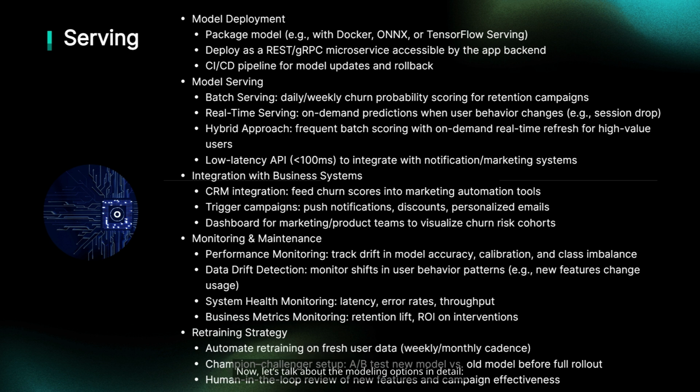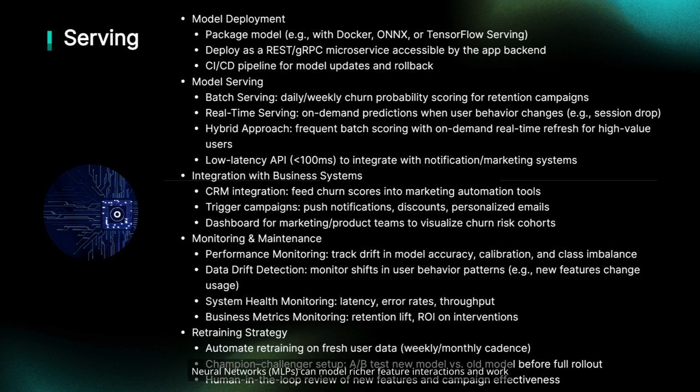Now, let's talk about the modeling options in detail. Logistic regression is the simplest baseline. It's interpretable, easy to implement, and provides feature weights that help explain churn drivers. However, it struggles with nonlinear feature interactions. Tree-based models like XGBoost, LightGBM, or CatBoost are industry workhorses for churn. They handle tabular data well, automatically capture nonlinear effects, and often deliver strong performance with relatively low training cost.